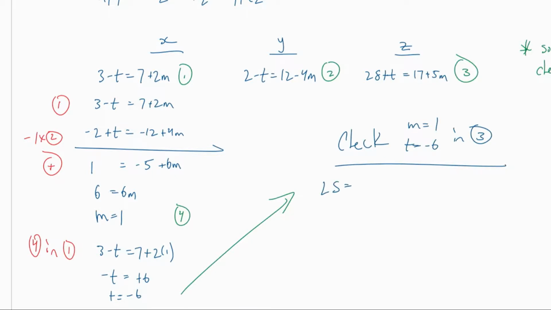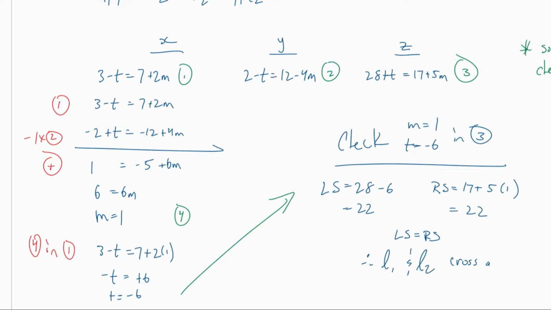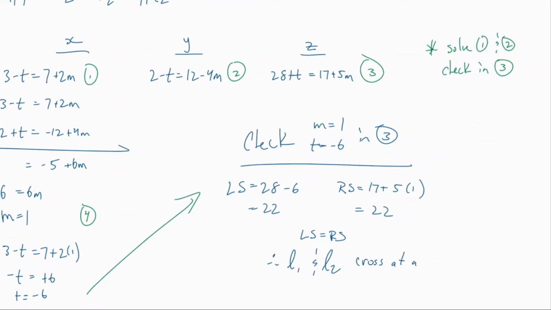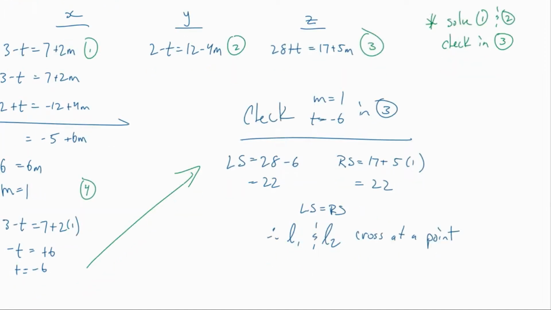So that is 28 minus t, which is 6, which is 22. And the right side is 17 plus 5 times m, which is 1, which is 22. Left side equals right side. Therefore, it satisfies the third equation as well. And I've got our solution. They cross at a point. Okay, there is one solution.